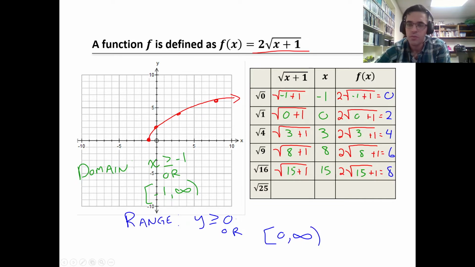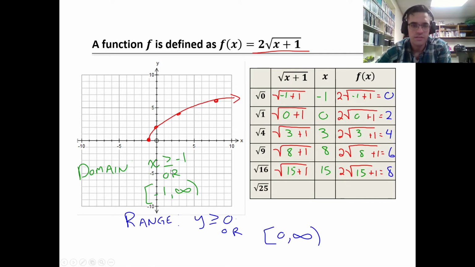And we're at the point where we're kind of off the graph of our window we've got going on here, so I'm probably not going to graph 15, 8, but the rest of these points I can graph. Negative 1 maps to 0, 0 maps to 2, 3 maps to 4, and 8 maps to 6. And here's that graph right there.